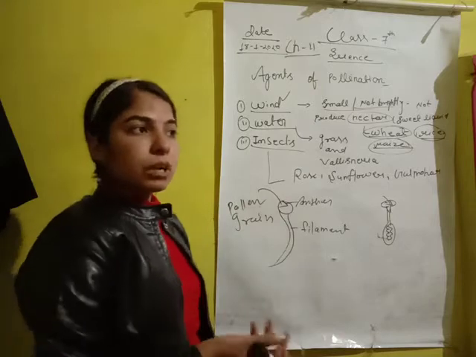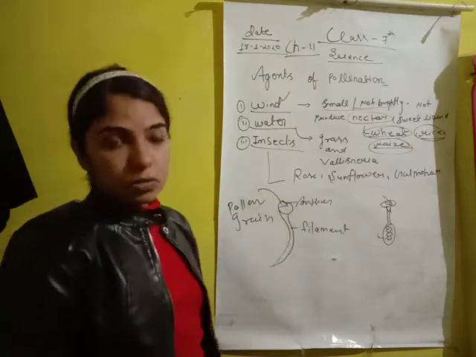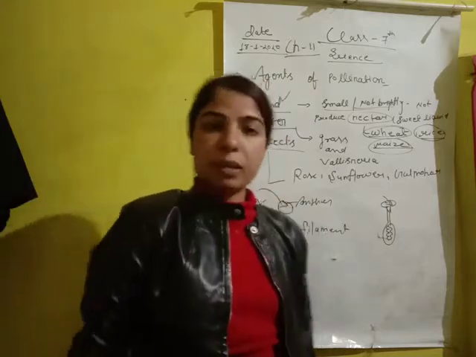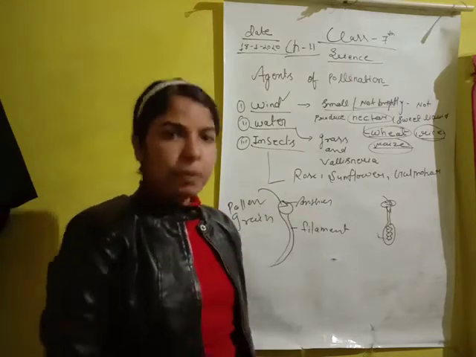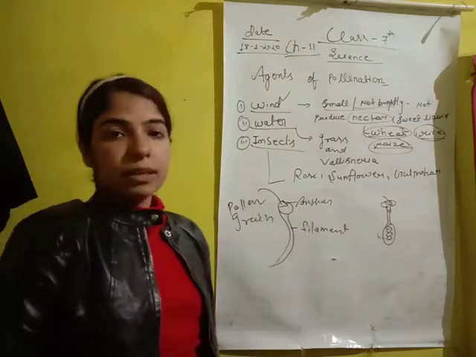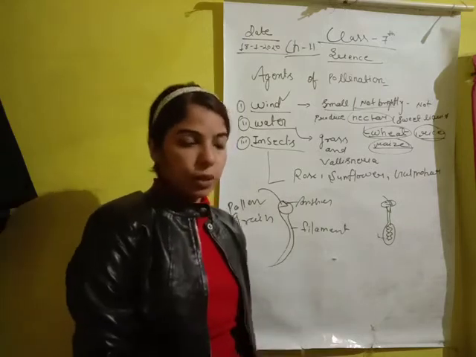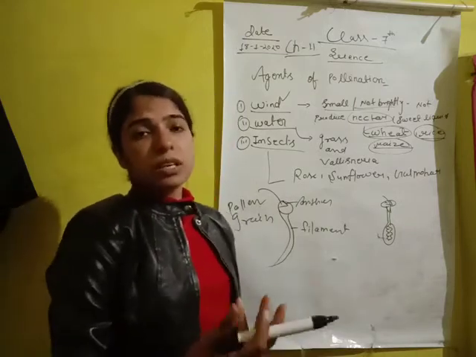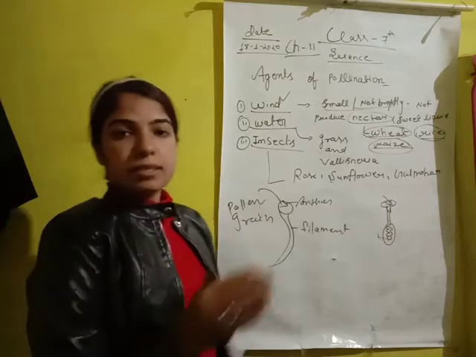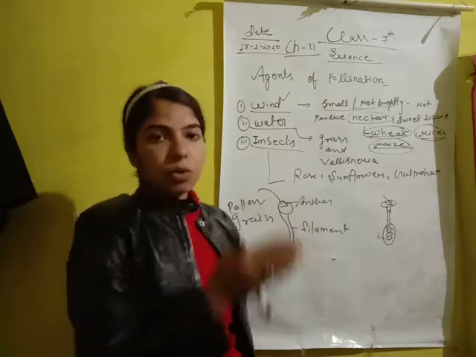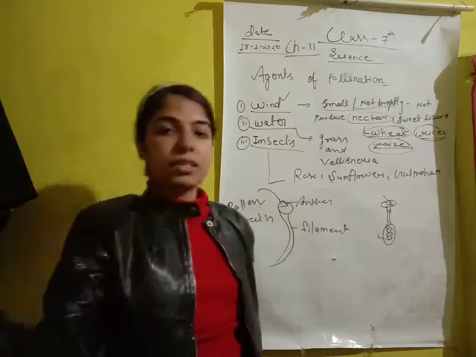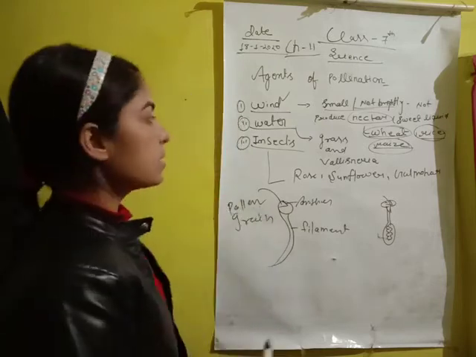Pollination by water is generally found in aquatic plants. The flowering plants which grow in water, their pollen grain flows with the help of water and goes to the stigma of another plant. Very simple it is.